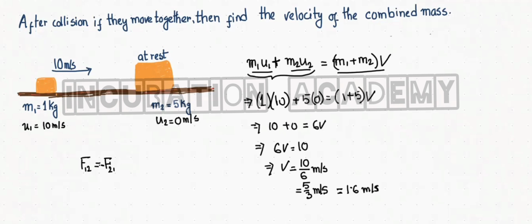Obviously, according to the principle of conservation of momentum, since momentum is conserved, when the mass is less the velocity is greater. After the combination, when they move together, the mass becomes 6 times, so the velocity is also reduced by 6 times, and it becomes 5 by 3 or 10 by 6, or about 1.66 meters per second.